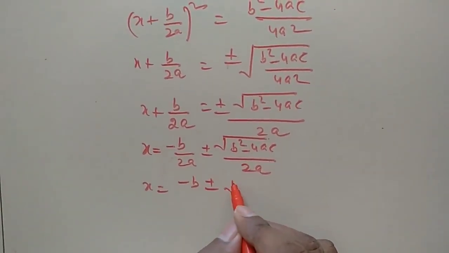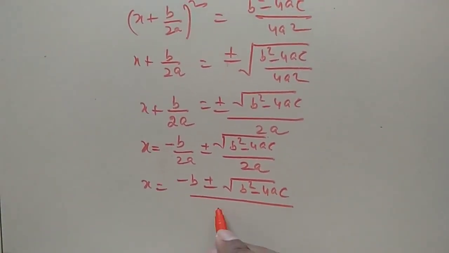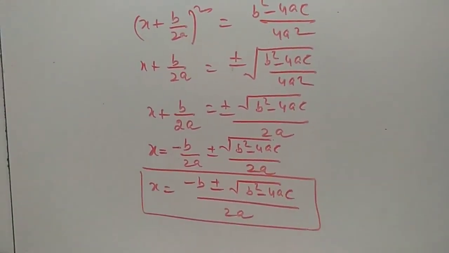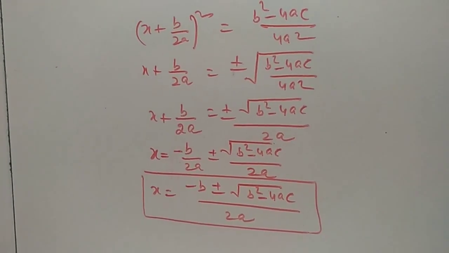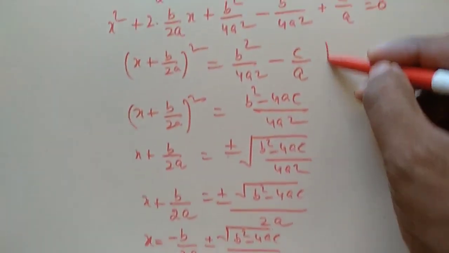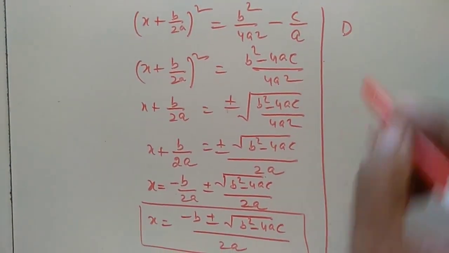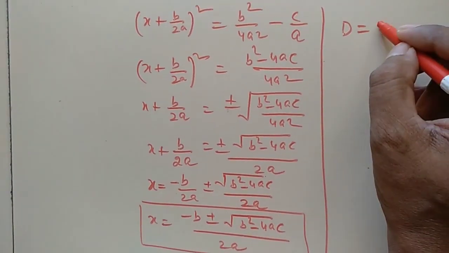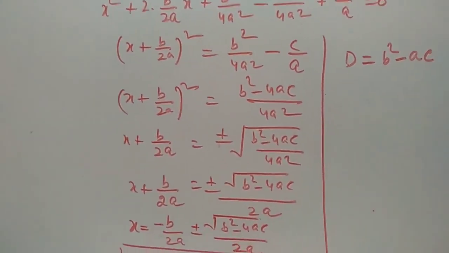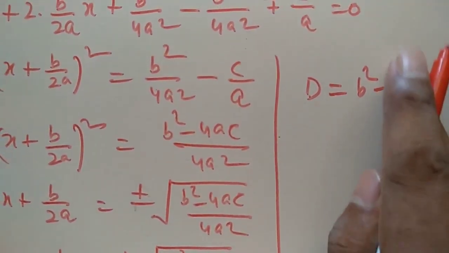So everything now depends on the term b square minus 4ac, and that will decide the nature of these roots. This is called the discriminant, represented by capital D or by delta, the big triangle. So this equation has a solution only if b square minus 4ac is greater than or equal to 0. That is called the discriminant, written as D, and that decides the nature of the quadratic equation.